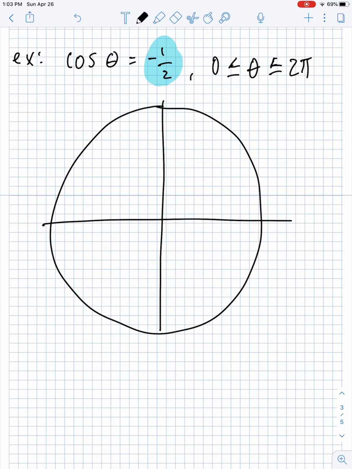It's across from the 30. It's a 30, 60, 90. So, the fact that cosine is negative means that it's going to happen somewhere on the negative part of the x-axis. So, negative 1/2 is the smaller side of the 30, 60, 90 triangle. So I think it's right here. Yes, where this reference angle would be 60 degrees and the top angle would be 30 degrees.